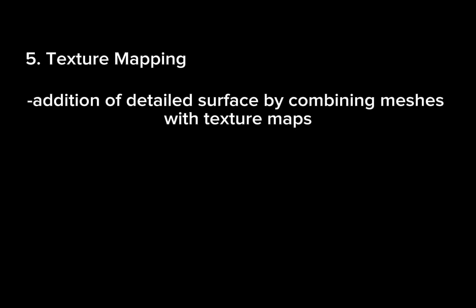And lastly, texture mapping. Meshes can be combined with texture maps, which are 2D images applied to the surface of the 3D object. This allows for the addition of detailed surface patterns, colors, and materials to the object.